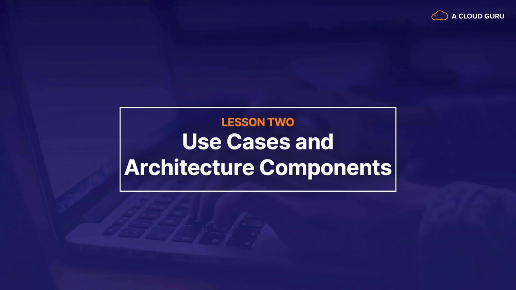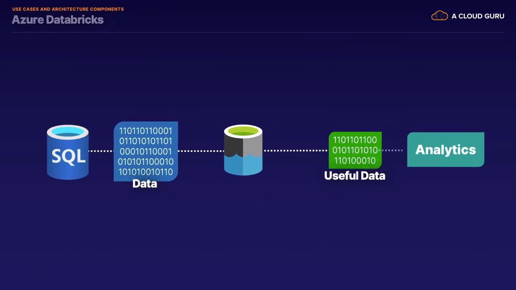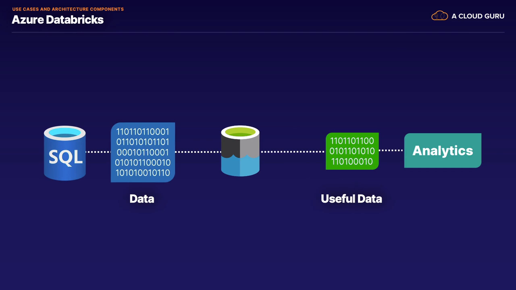Welcome back. Our next lesson is on use cases and architecture components of data integration. In our last lesson, we talked about the ETL and ELT processes and how analytics connects to each one of these different pieces in order to obtain useful data. Let's break it back down in order to talk about how we get useful data from an architectural standpoint.